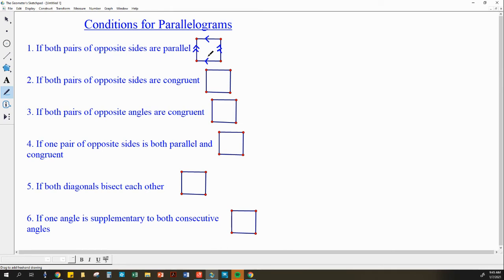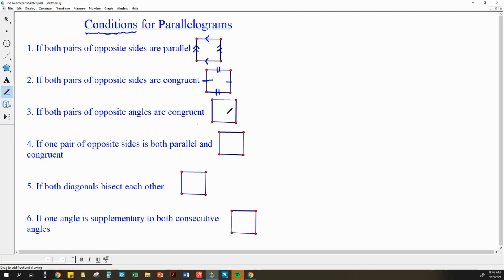If I know I have a parallelogram, then I get all that other good stuff that we just talked about. All right, but you have to know you have a parallelogram first. These are conditions, and these are very important. Okay, if we knew both pairs of opposite sides were congruent, if I knew this side and this side were congruent, if I knew these were congruent, this has to be a parallelogram, and I get all the goodies that come along with it.